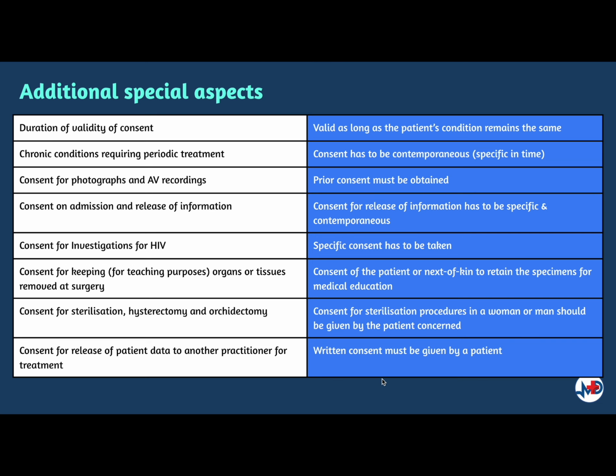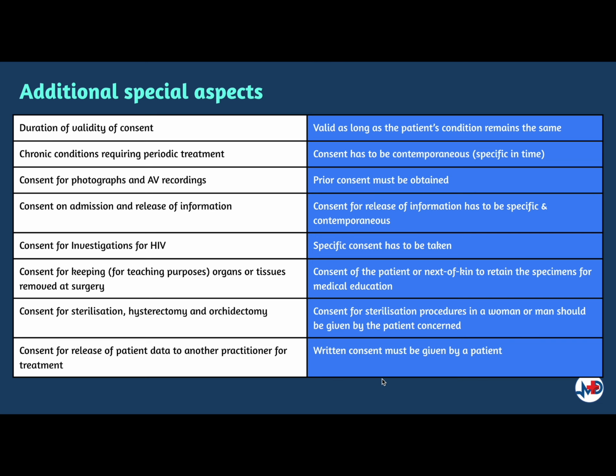Next would be consent for keeping organs or tissues removed at surgery for teaching purposes. Patients may request for specimens removed at surgery to be ritually disposed, and this should be complied with. In instances where such a request is not made, the surgeon may seek the consent of the patient or next of kin to retain the specimens for medical education or research purposes, but without having to reveal the identity of the patient. As for consent for sterilization procedures in a woman or man, it should be given by the patient concerned.